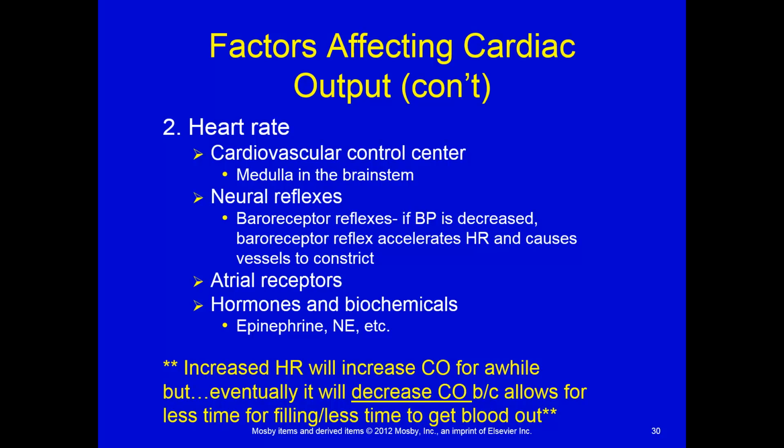So again, things can certainly impact the heart rate, just as things can certainly impact our stroke volume. Increased heart rate will certainly increase our cardiac output for a while, but eventually, if you've got a super, super, super fast heart rate, it will actually decrease someone's cardiac output because it allows for less time to fill and less time to get blood out.